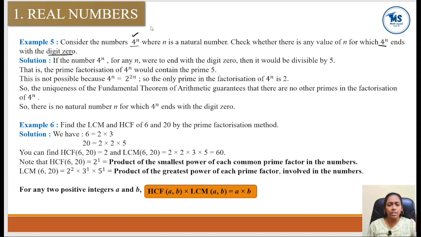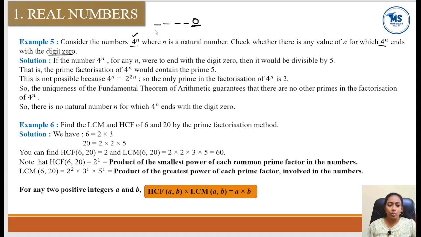So many numbers will be there which are in the form of 4 power n. Out of them, is there any number which ends with 0? The last digit must be 0. We need to check whether such a number exists or not.